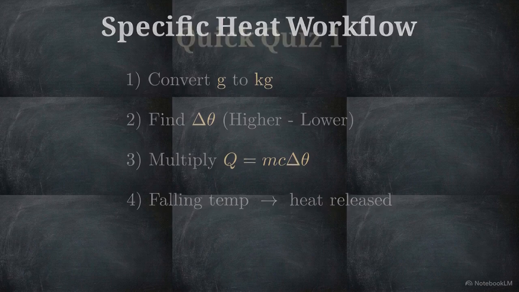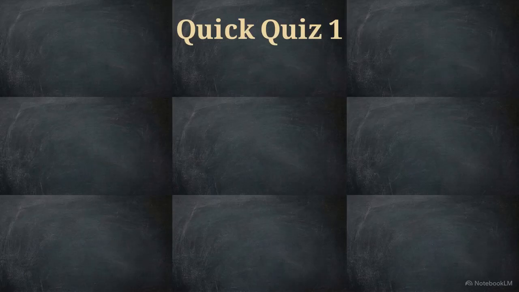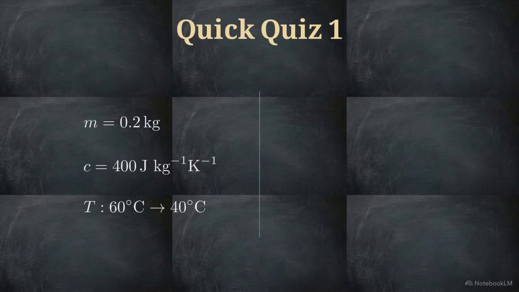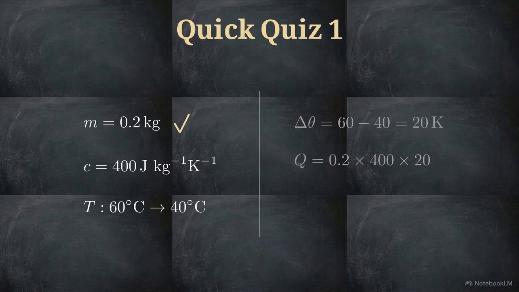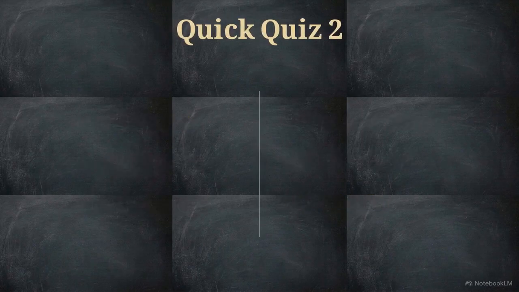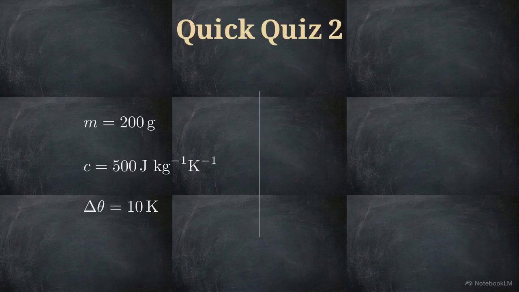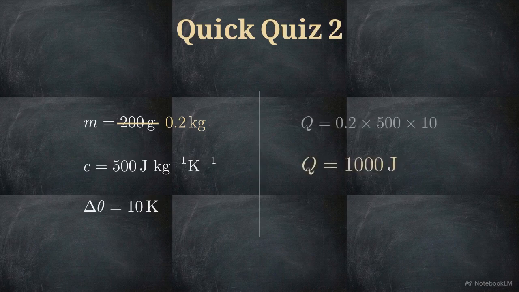Let's test that. Quick quiz 1. A 0.2 kilogram metal with a specific heat of 400 cools from 60 to 40. The mass is already in kilograms. The difference is 20. So Q equals 0.2 times 400 times 20, giving 1,600 joules. Quick quiz 2. Mass is 200 grams, specific heat 500, temperature change 10 Kelvin. First, convert 200 grams to 0.2 kilograms. Multiply 0.2 by 500 by 10, and you get 1,000 joules.